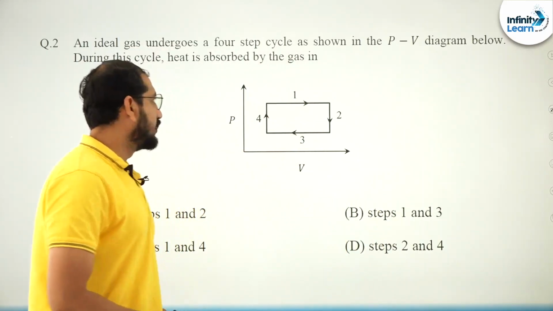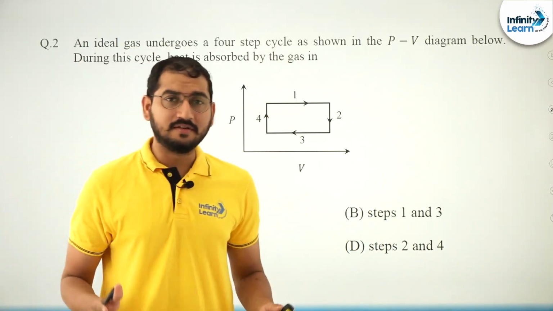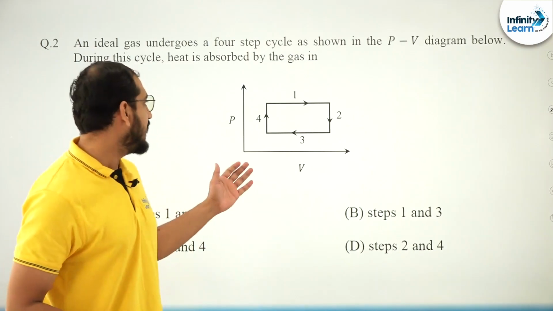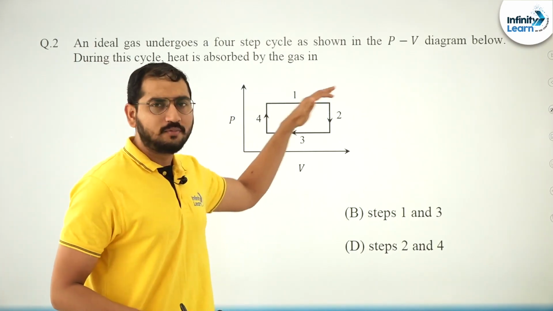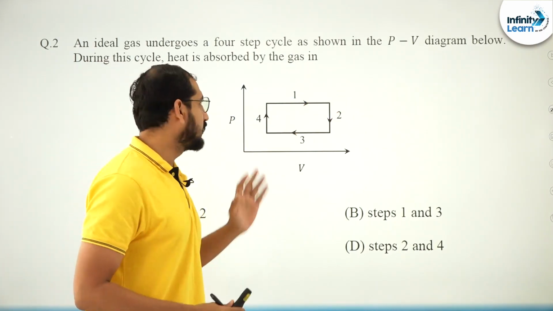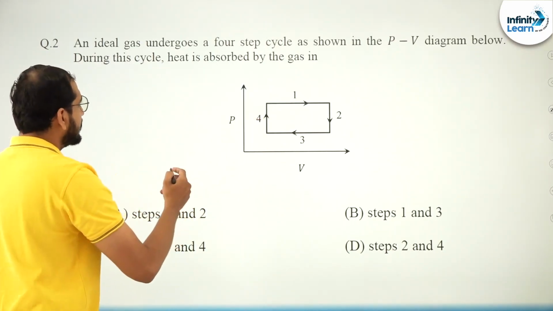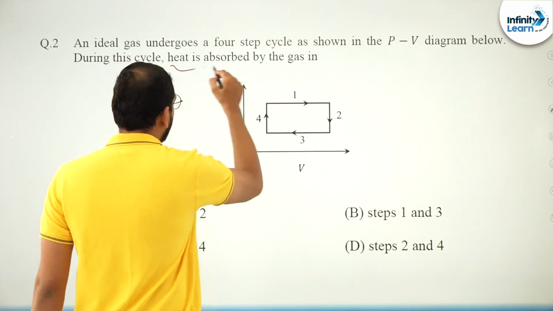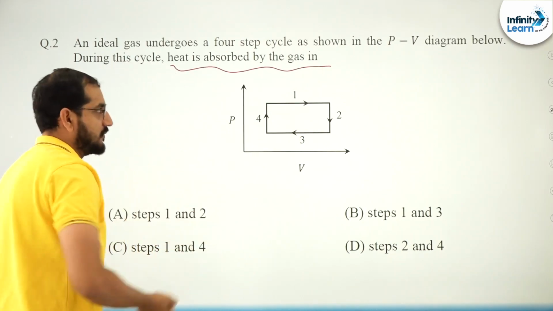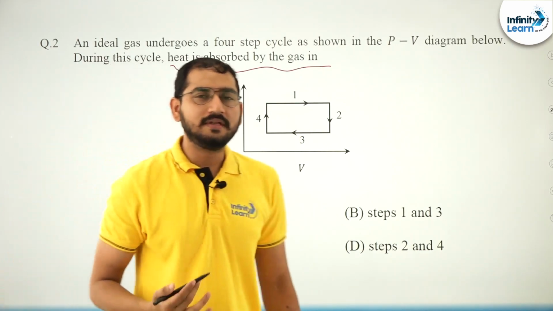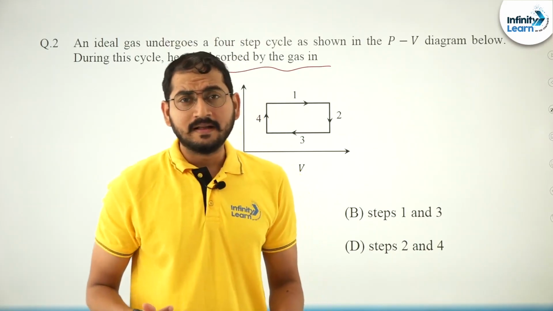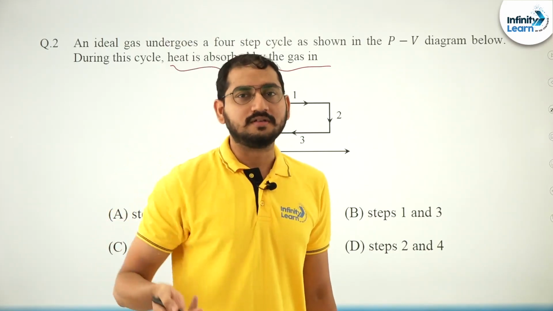All right, so in this question a PV diagram is given to us, and as we can see, it's a combination of isobaric and isochoric process. It's a cyclic process given to us. The question is asking us that in this cycle heat is absorbed by the gas in which step. Heat absorbed means the value of Q is going to be positive, right?